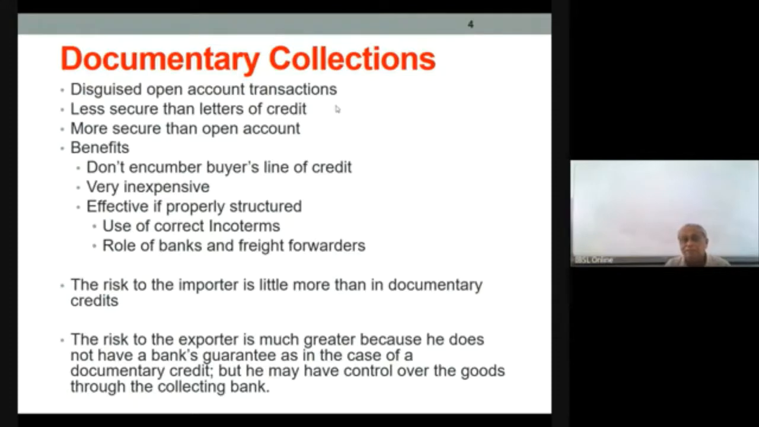The risk to the importer is a little more than in documentary credits. The risk to the exporter is much greater because it does not have a bank's guarantee as in the case of a documentary credit. But he may have certain other controls over the goods through the collecting bank.